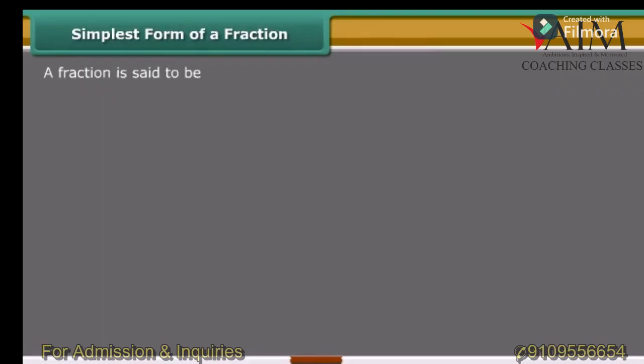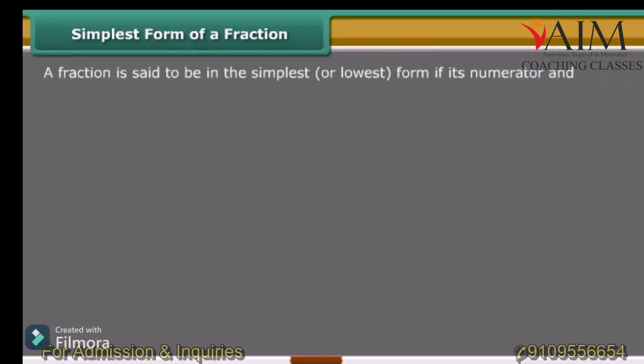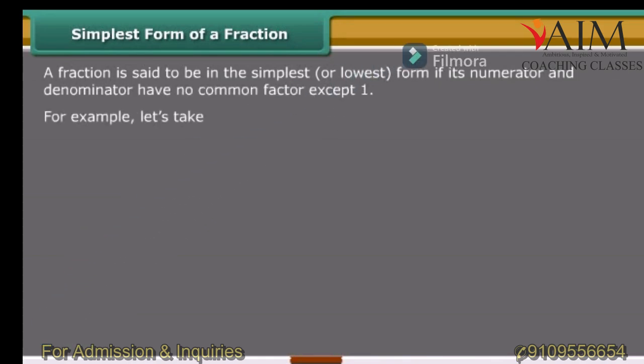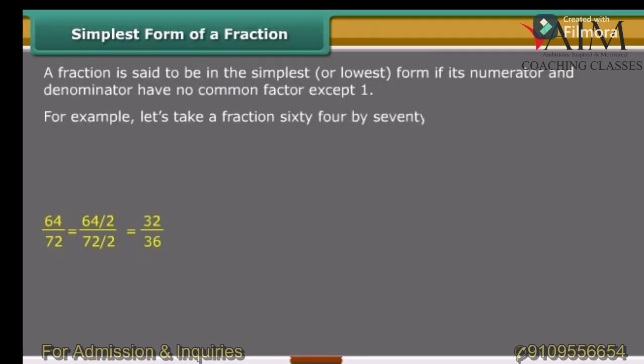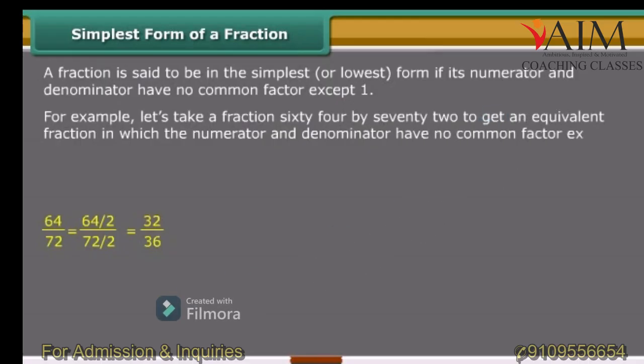Fraction is said to be in the simplest or lowest form if its numerator and denominator have no common factor except 1. For example, let us take a fraction 64/72 to get an equivalent fraction in which the numerator and denominator have no common factor except 1.